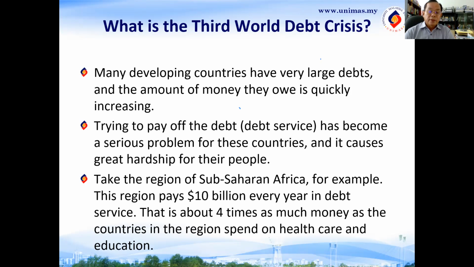So, for example, take the region of Sub-Saharan Africa. This region pays about 10 billion US dollars every year to service the debt, untuk membayar hutang, and that is about 4 times as much money as countries in the region spend on healthcare and education. So that money could easily have been spent, yeah, on healthcare system and also on education and so on.